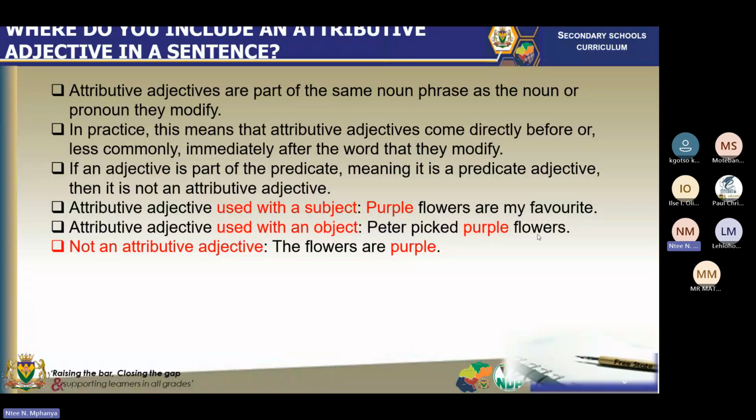The color purple again modifies flowers. But this time, this one modifies what? A subject, which is purple flowers, and this one modifies an object, which is still purple flowers. Look at the position of this phrase, purple flowers and purple flowers. But now let us look at the third one, because it's not an attributive adjective. The flowers are purple. Here we are just indicating the color of the flowers. We are not talking about the purple flowers.